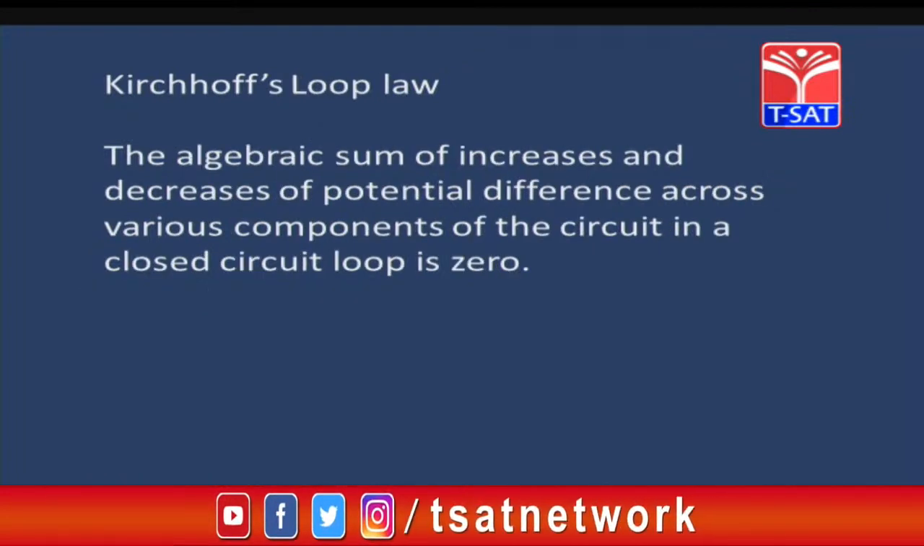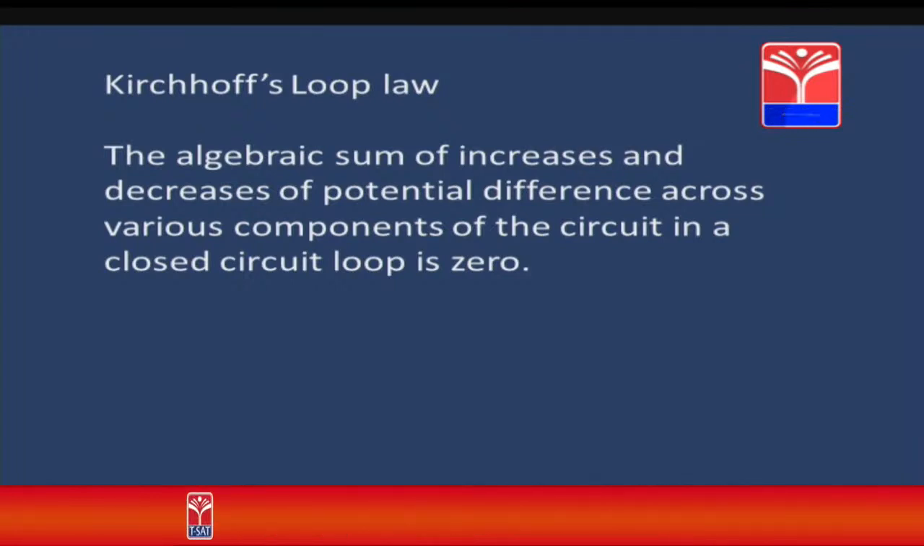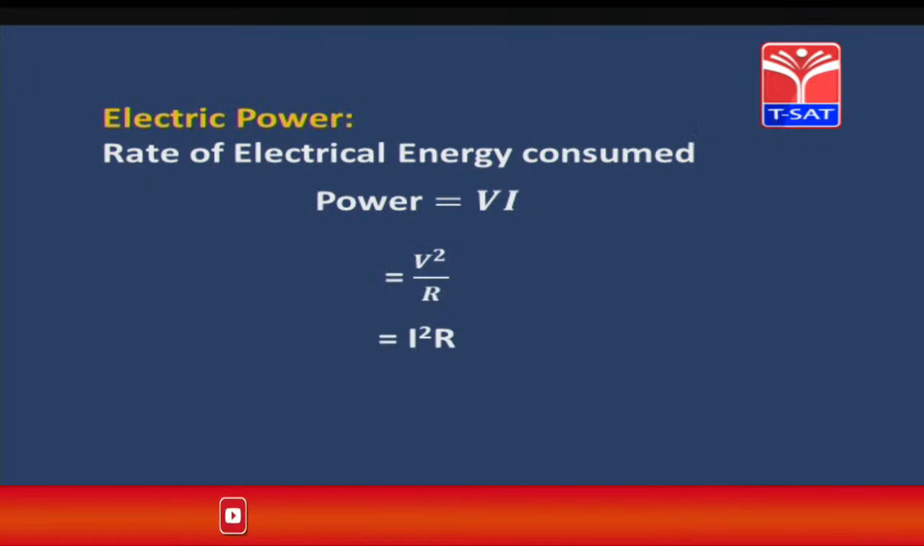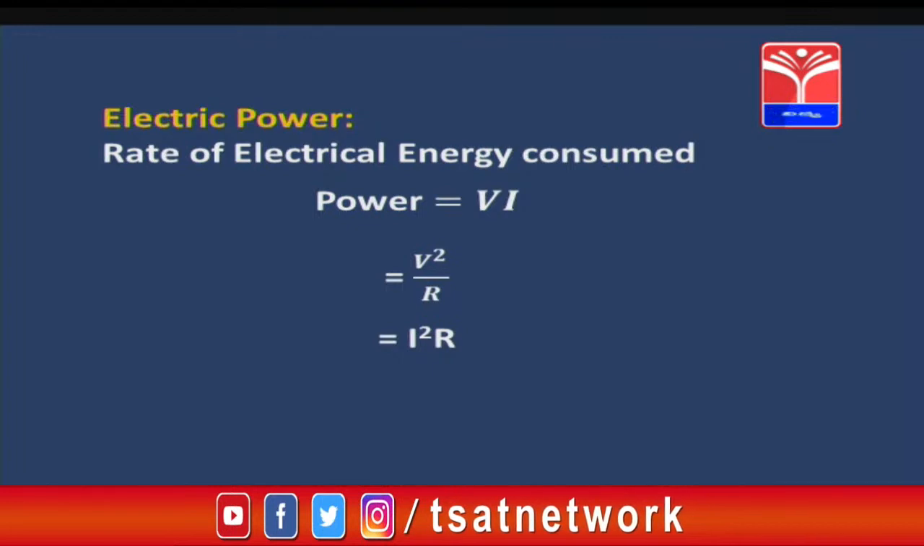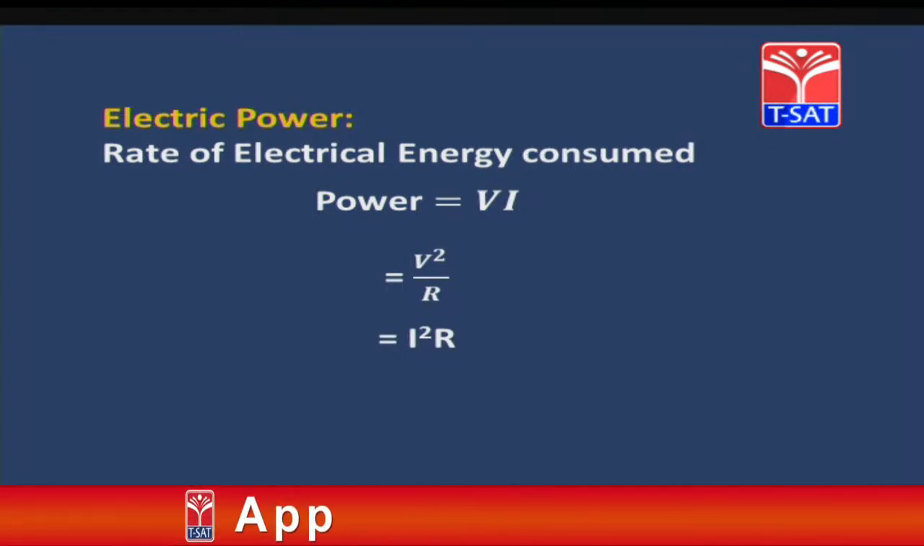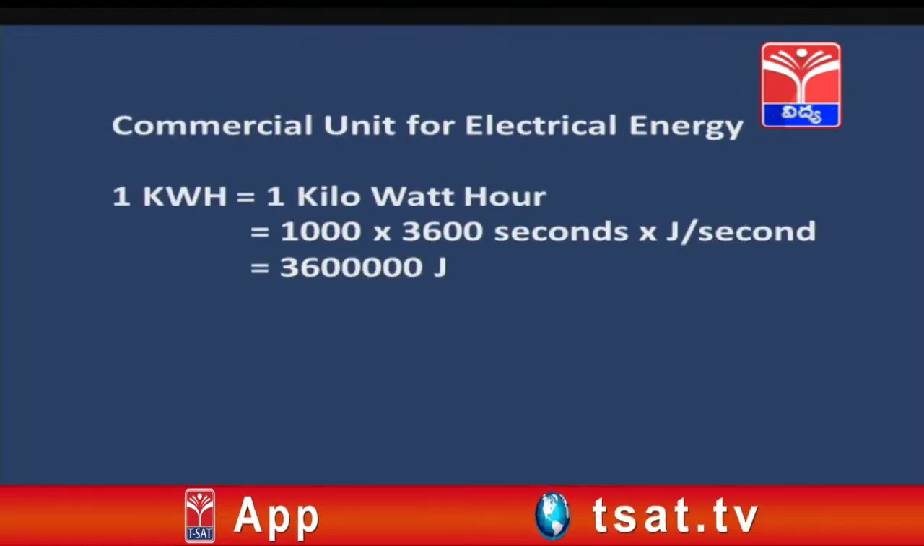Kirchhoff's loop law, which says the algebraic sum of increases and decreases of potential difference across various components of the circuit in a closed circuit loop is 0. Electric power: the rate of electrical energy consumed is electric power, which is equal to VI. Also can be written as V square by R or I square R. The commercial unit of electrical energy is given by 1 kilowatt hour, which is equal to 36 lakh joule.